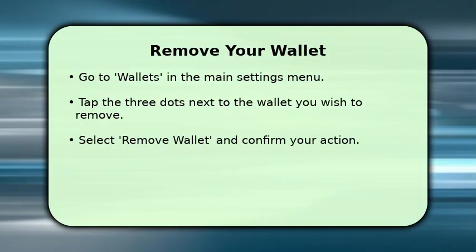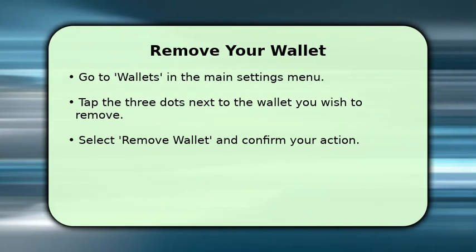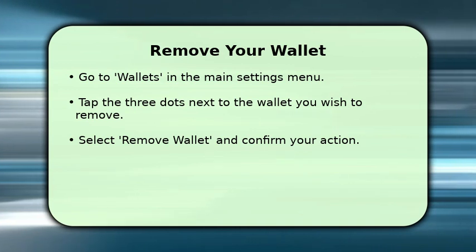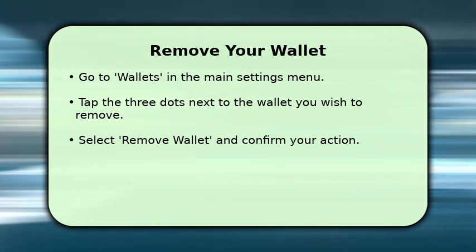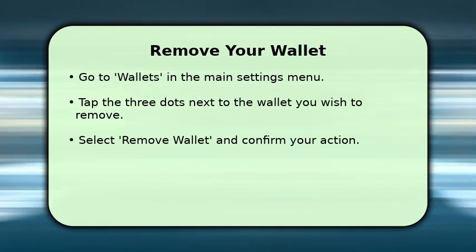Now that your recovery phrase is secure, you can remove your wallet. Return to the Settings menu and select Wallets again. Find the wallet you want to log out of and tap the three dots next to its name. A menu will appear. Select Remove Wallet. You will be prompted to confirm this action. Once confirmed, your wallet will be removed from the app, effectively logging you out.